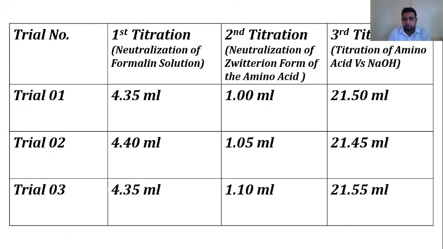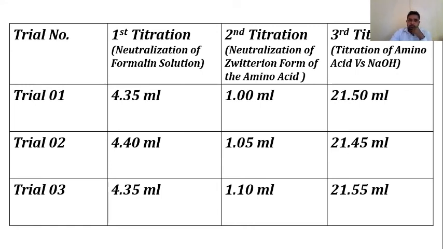In this method, you need to do three different titrations. The first titration is to neutralize the formaldehyde solution. The second titration is to neutralize the sweetening form of the amino acid. And the third titration is the titration of amino acid versus sodium hydroxide. I request you to note down these values, just put a table and note them down. Then understand the calculation very carefully.